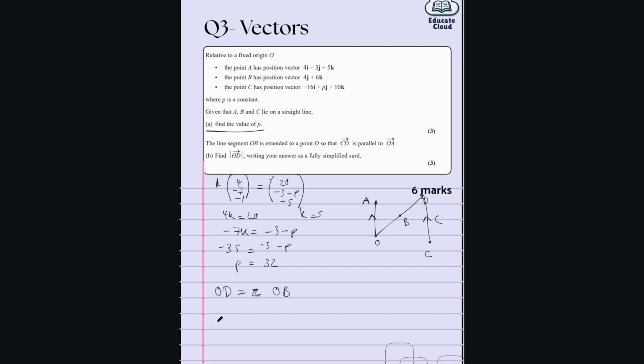Again, so we know that OD from the diagram will be OC plus CD. So OD is OC plus CD. Okay, so we know OD is z lots of OB. So z lots of (0, 4, 6), that's OD, is equal to OC, which we've been given already. It's (minus 16, we worked out 32, and 10).